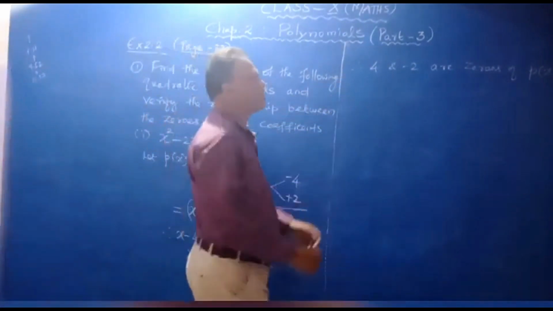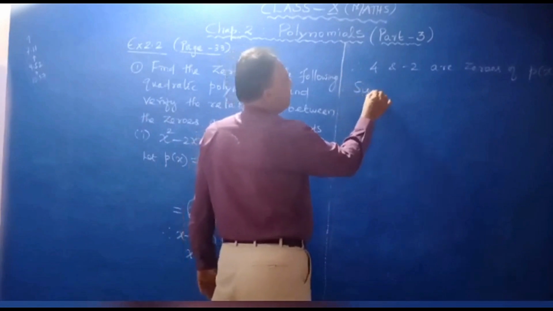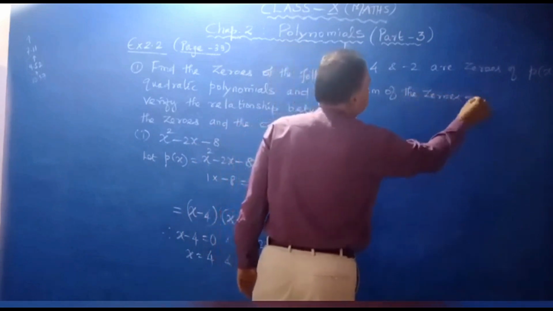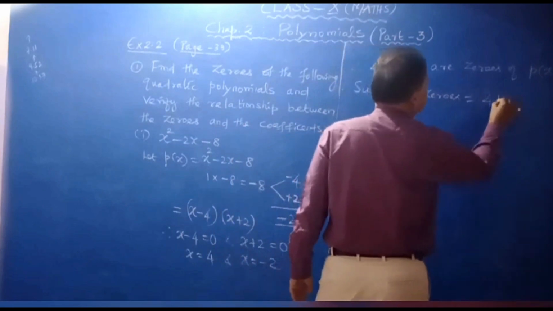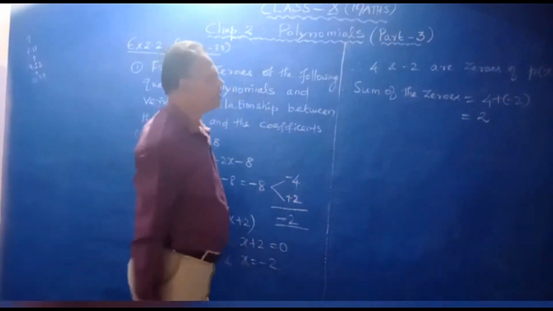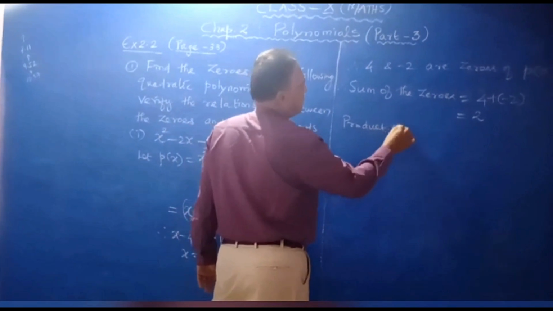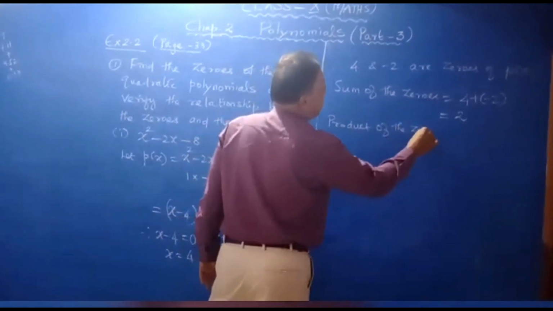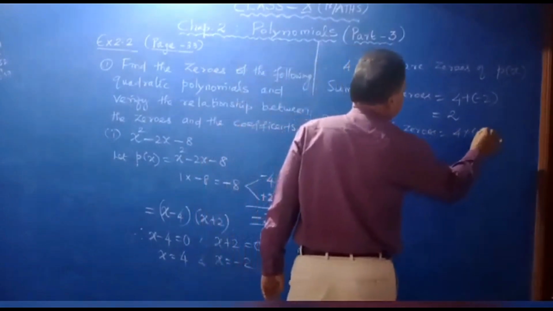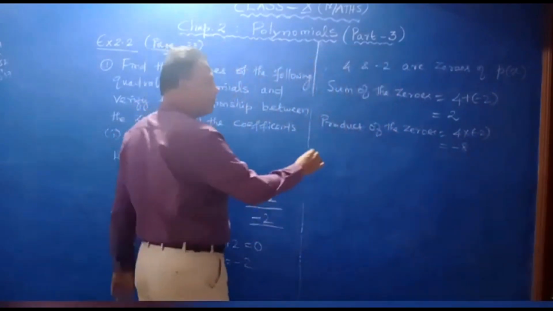Now two zeros you got, so the sum and product you can find out. Therefore sum of the zeros is equal to 4 plus minus 2. 4 minus 2, how much is it? 2. Clear? Next, to find the product of the zeros, multiply 4 into minus 2. How much is it? Minus 8. Clear? Now we have to verify.